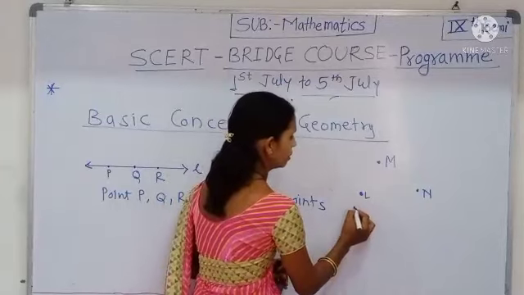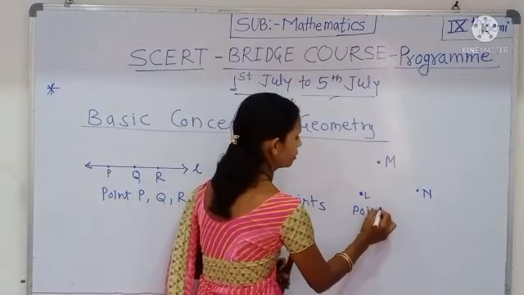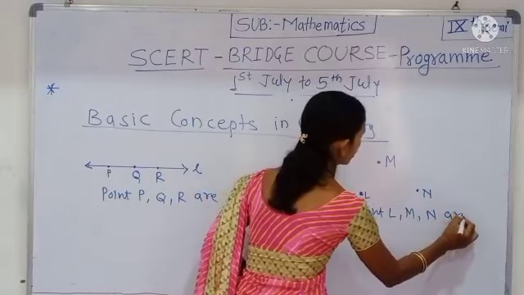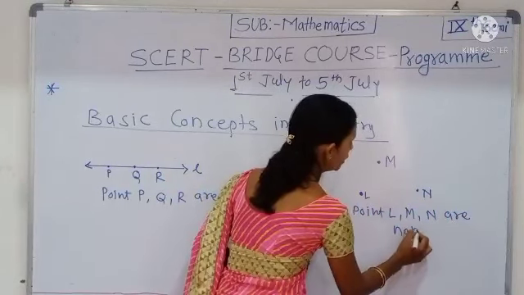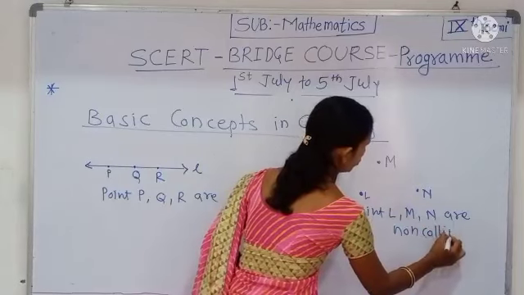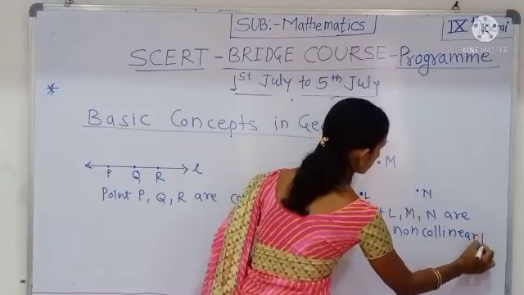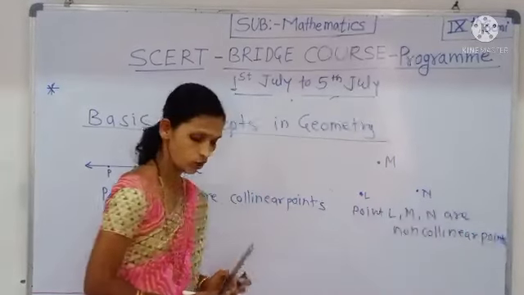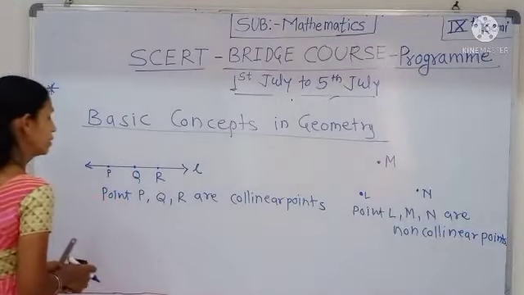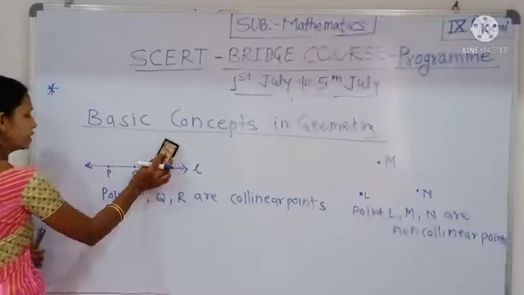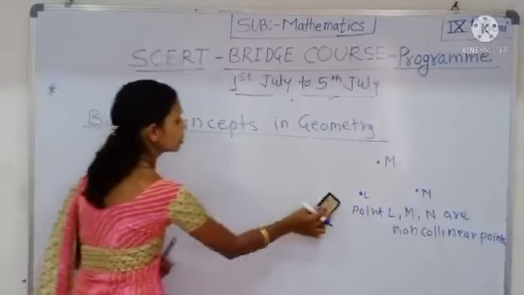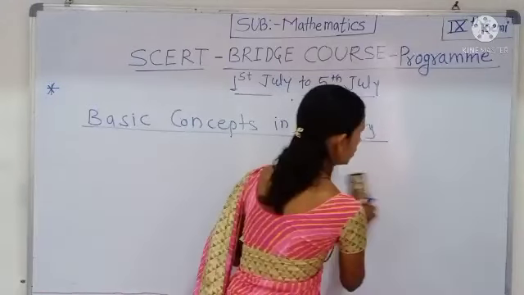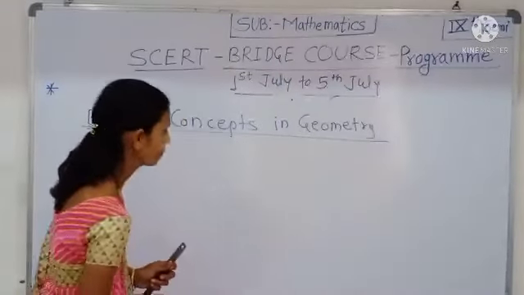Therefore here points L, M and N are non-collinear points. Non-collinear points. Then we can identify the collinear points as well as non-collinear points using this property or concept.